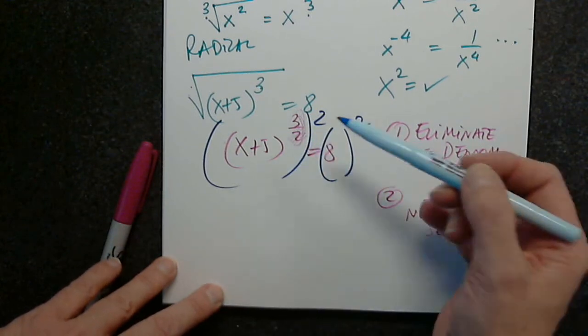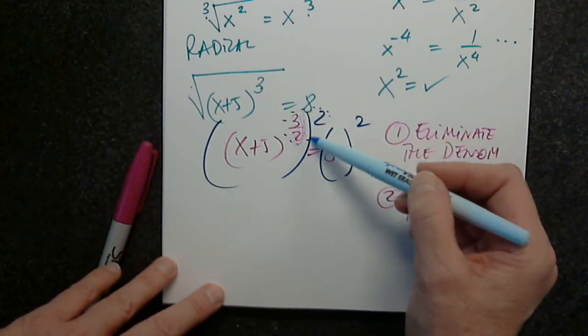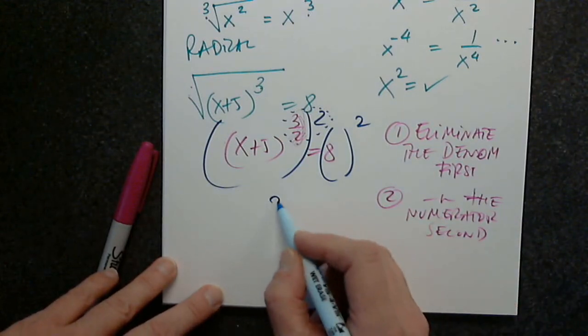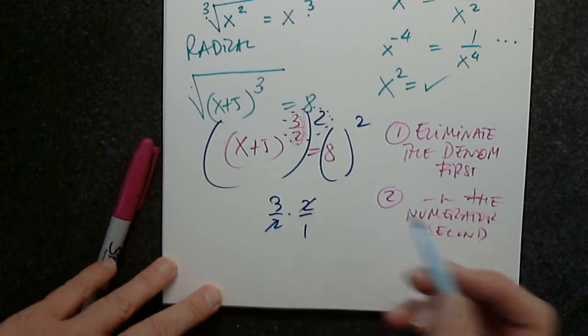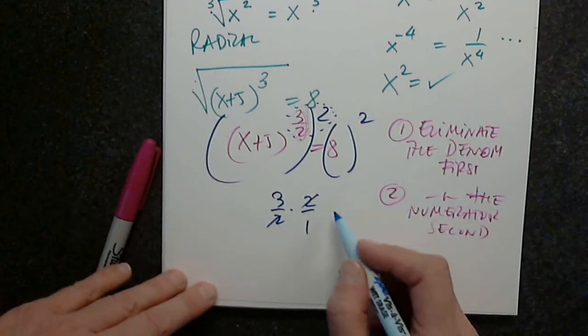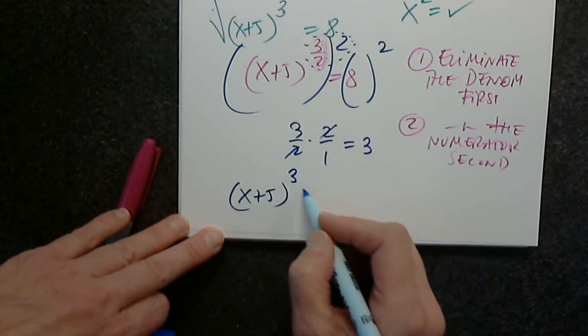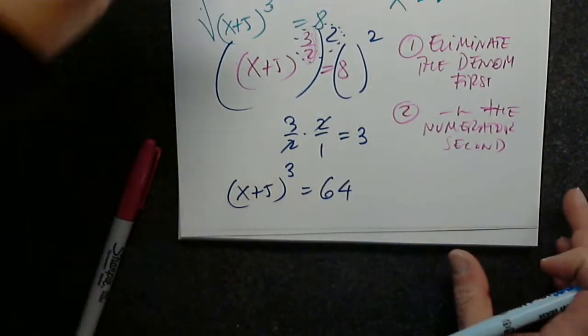When I square, what do I do with the exponents? Multiply by 2. Exactly, multiply. Excellent, very good. So 3 over 2 times 2 over 1, that's why I squared. So I eliminate the denominator, so the power is 3. So then we have x plus 5 to the third power equals 64.